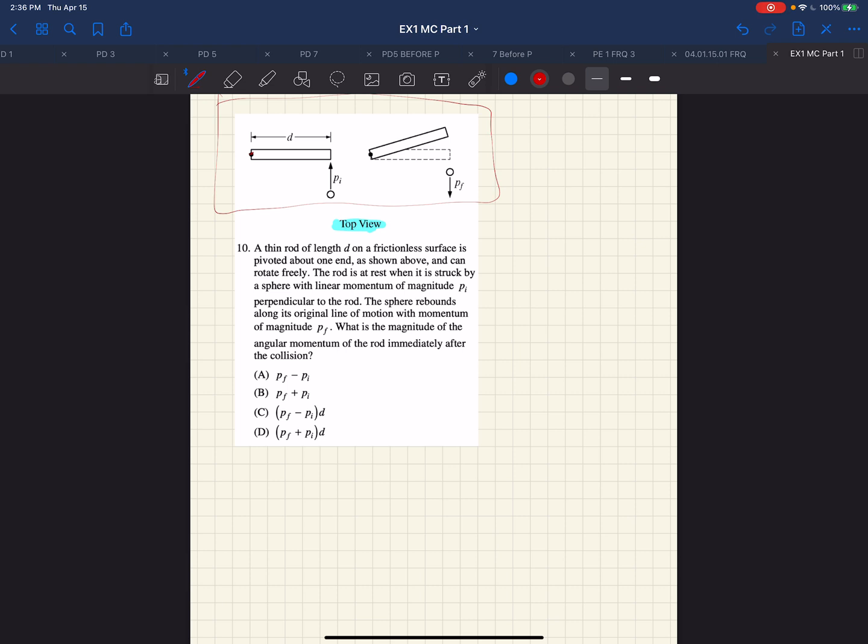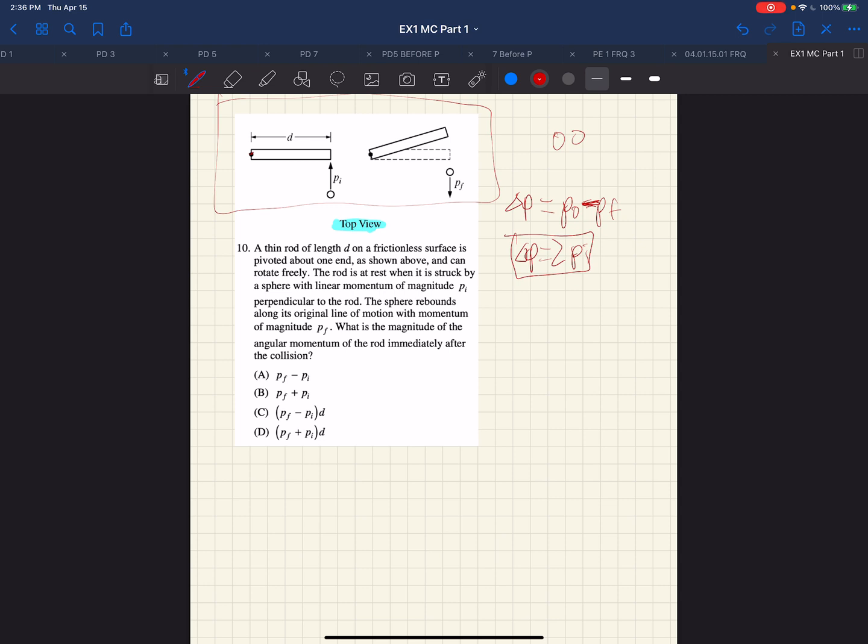It's struck by a sphere with a linear momentum of pi. The sphere rebounds. All right, and this is where we should be thinking about rebounds. Okay, so if this had a momentum of pi, the change in momentum is going to be p0 minus p final, which we know is equal to twice the magnitude of pi. That's going to be the change in momentum of the ball.